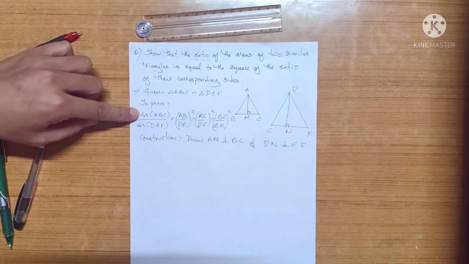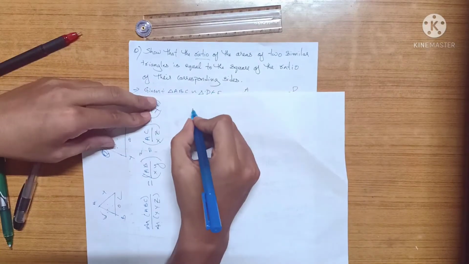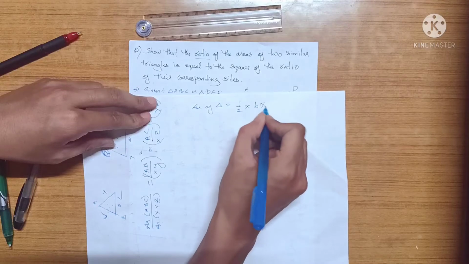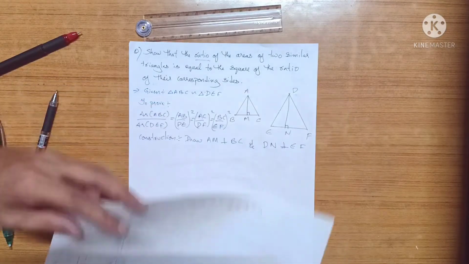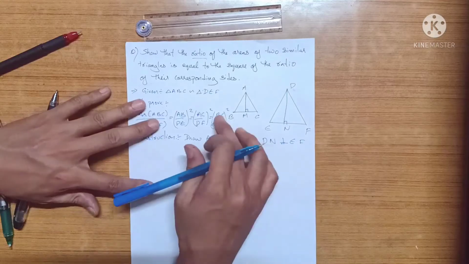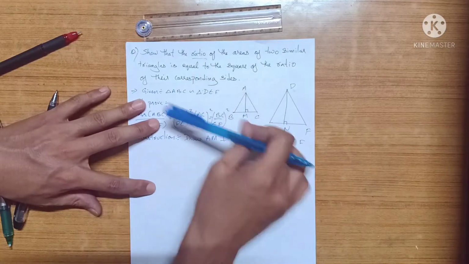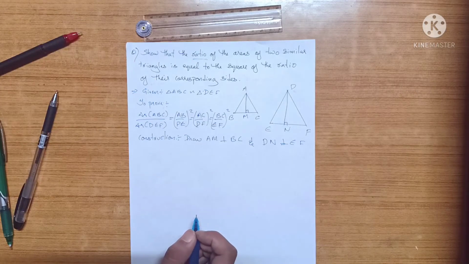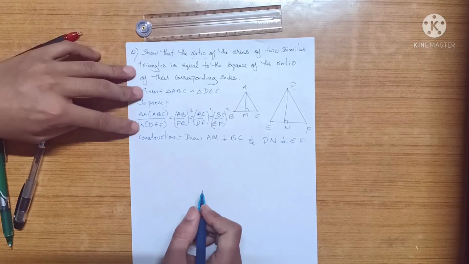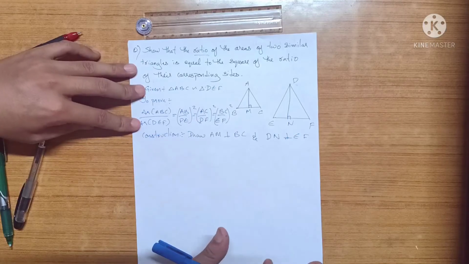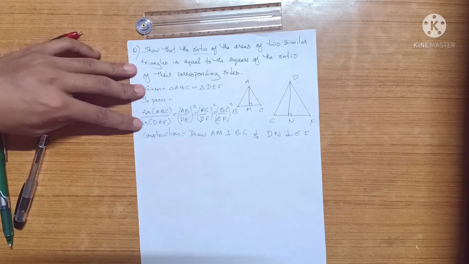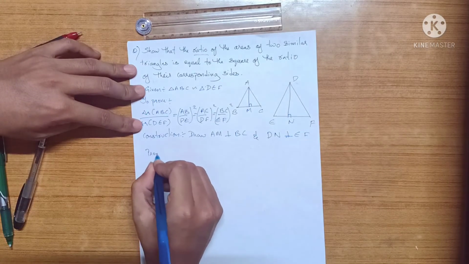In order to find the area of a triangle, we know that the formula for the area of a triangle is half into base into height. So we need the base and we need the height. The base we can find, but we need the height. So that's why I drew AM and DN. Now, let's see what we can do first. We need the area of ABC by DEF, right? So let's just try to do area of ABC by DEF first.